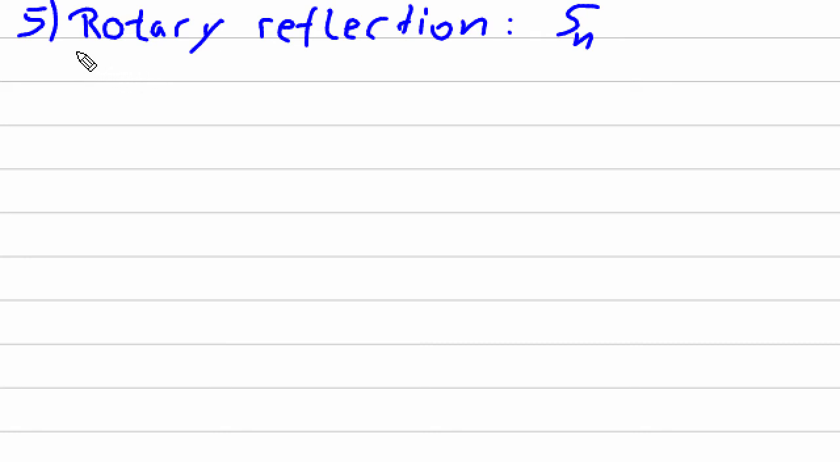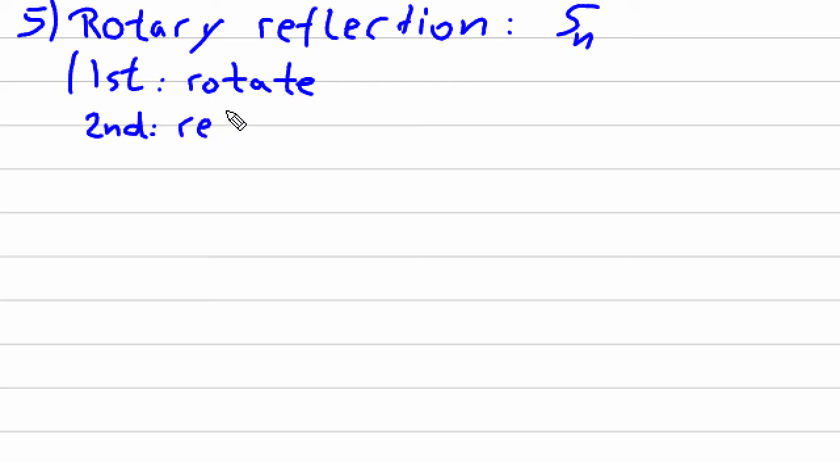It means that first you rotate around 2 pi over n, and second you do a reflection. Second, you reflect. Again, let's take a look at an example.